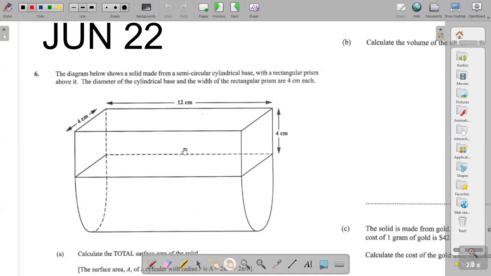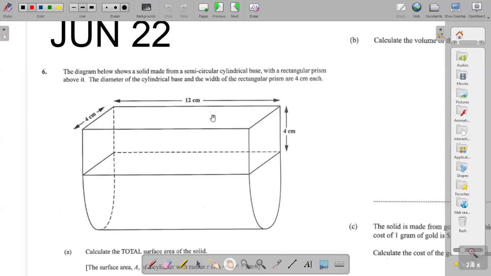As I was saying, let's read this entire thing and then analyze it to make sure we understand what we're looking at. Remember, based on the previous examples we did earlier, it's important to understand the diagram and how the information they give us is represented. It says the diagram below shows a solid made from a semicircular cylindrical base, that's this part here, with a rectangular prism above it.